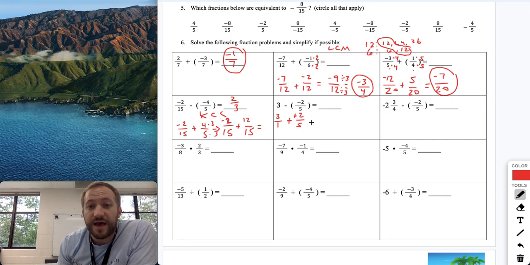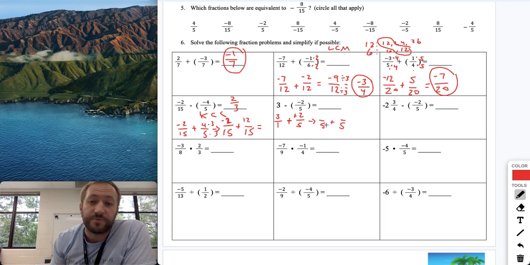Okay? Now, this problem is just an addition problem. First step in addition problem is, are the denominators the same? In this one, they're not. I got a 1 and a 5. But I got to make them the same. So 1 and 5, they both have a lowest common multiple of 5. That's the LCM here.